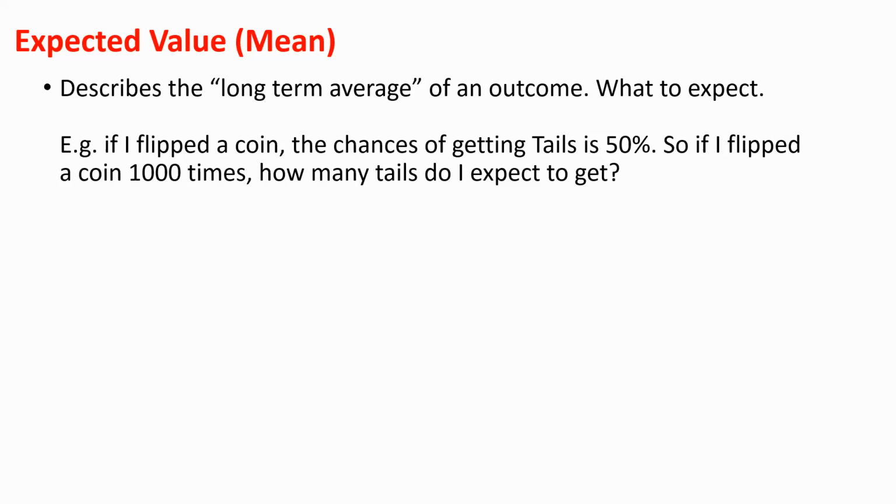The expected value, in terms of probability, when we say the expected value, we're just saying, what do we expect in the long-term average? Now, the example I'm giving here is, if I flipped a coin, I know there's a 50% chance of getting tails. If I flipped it 1,000 times, and I asked you, out of those 1,000 flips, how many of it will be tails? If you knew there was a 50% chance, what would you expect?